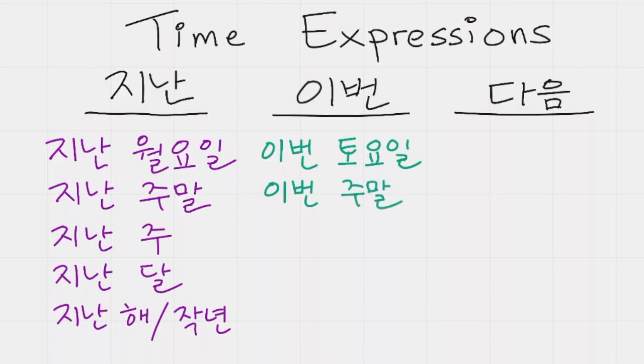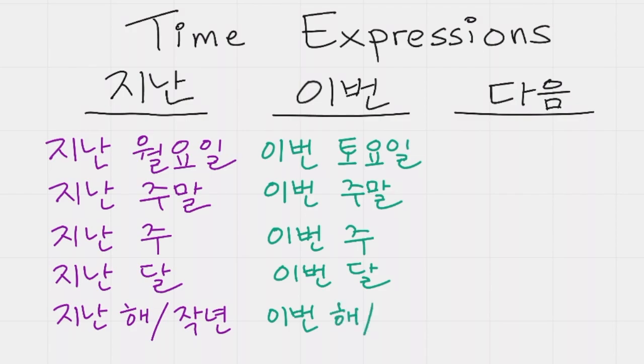And then this week, 이번 주. This month, 이번 달. And then now this year, we have two different ways to say. 이번 해 or 올해. And yes, you do need to know both ways to say.